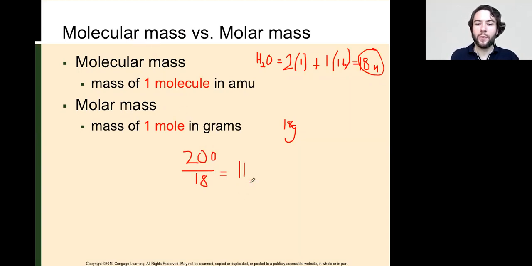Okay. So it's 11.11. So my coffee mug filled with water contains about 11 moles of water. So it's 11 times 6.02 times 10 to the 23 molecules of water, which is a ridiculous number of things.